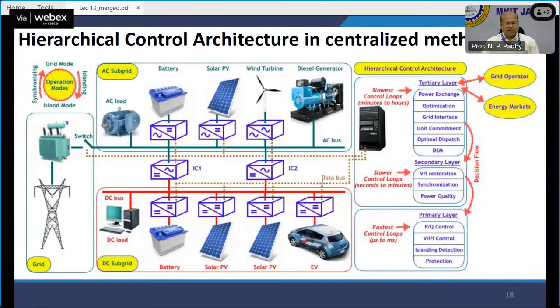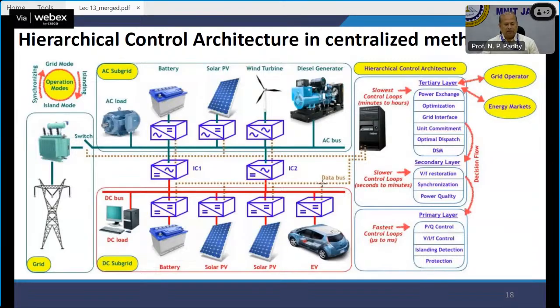And then you have the main grid with me. The main grid is like a substation transformer of 11 kV or 33 kV, and there I get my AC bus. The transformer output is my AC bus. Okay, so you can see the AC bus clearly. Then you can have AC loads. You can have batteries, solar PV, wind turbine and diesel generator.